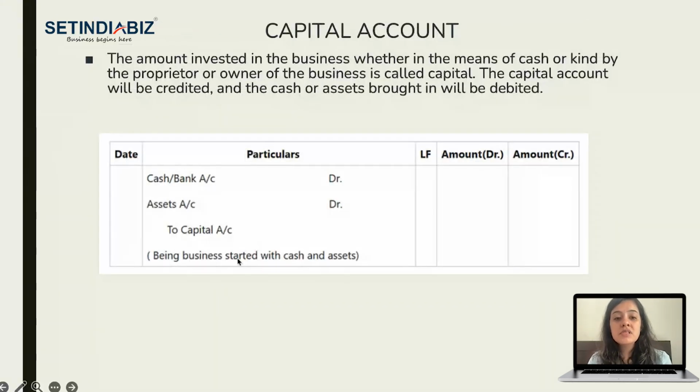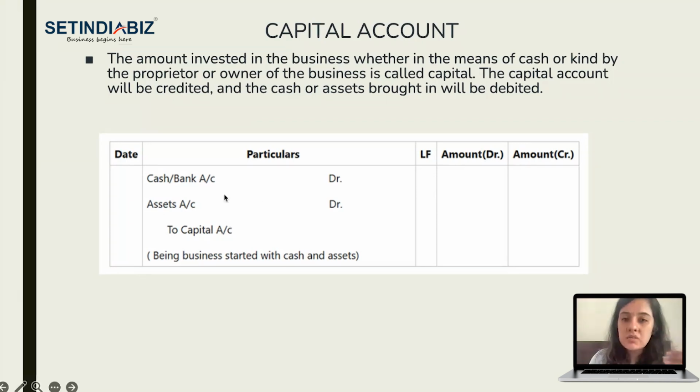Being business started with cash and assets. So this is basically the entry where we are introducing capital into the company. And when we introduce capital into the company, which accounts are being affected? If I'm introducing capital in the form of cash and assets, maybe I'm bringing some new furniture or some machinery to my company, so two accounts will be affected. Two things are being brought by me. Those are cash and assets. So cash debited, assets debited.